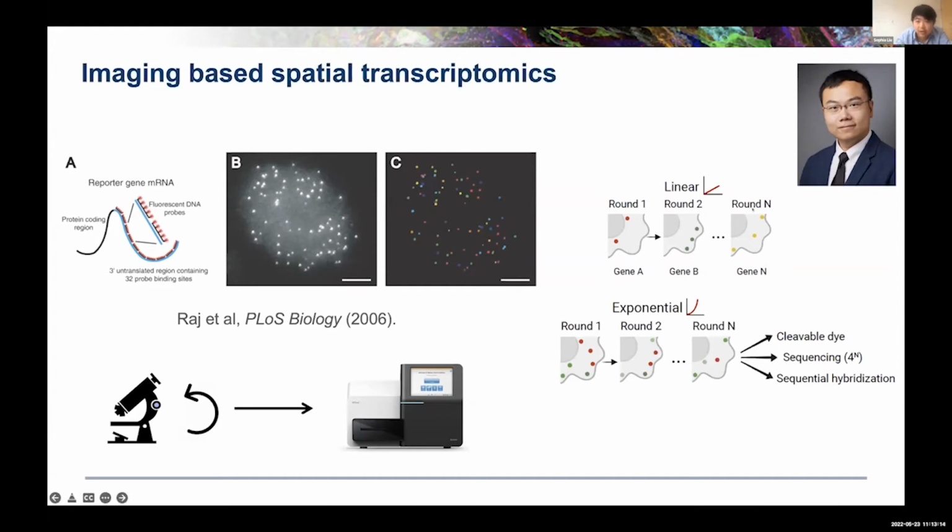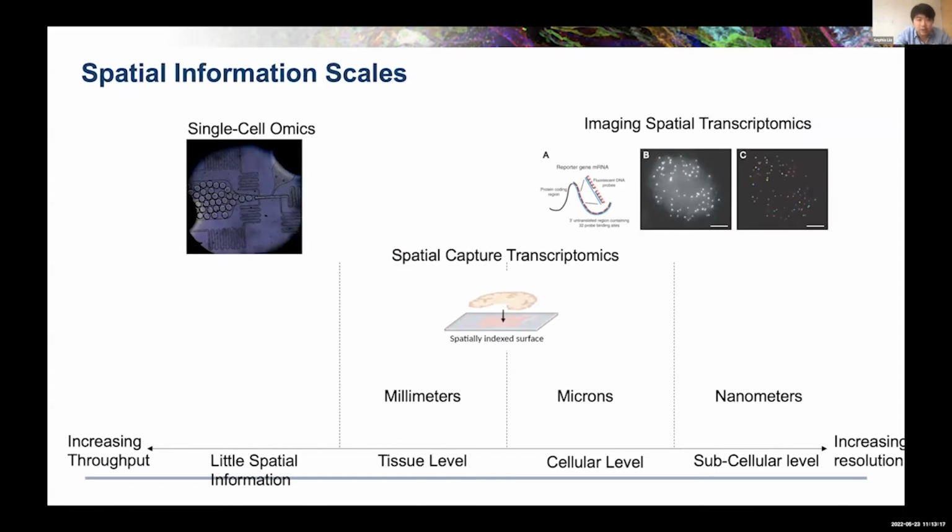I'll briefly talk about them now, and also maybe take a step back and put these technologies in context in terms of spatial scale. You can think of single cell omics as losing all spatial context, while spatial capture transcriptomics really is happening at the scale of millimeters to microns, although some newer technologies are pushing towards maybe sub-micron resolution. While imaging-based transcriptomics really is at the scale of nanometers to microns, wherein you can capture subcellular organization of mRNA, as well as how they organize within cells and then bringing it all together into tissues.